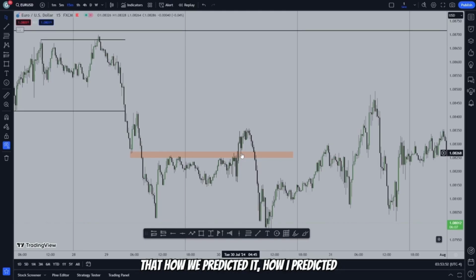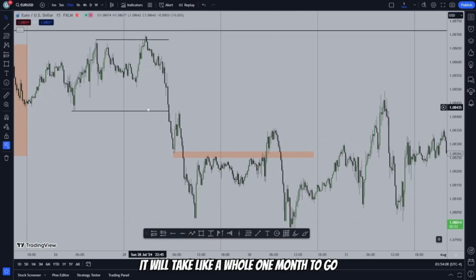As I told you, I predicted on the weekly time frame that it will be bearish, because the previous week was bearish. So I'm predicting that this week will also be bearish till it goes and takes the sell side liquidity, right? On the weekly time frame it's about to take sell side liquidity, and it will take time. It will take like a whole month to go and take the sell side liquidity. That's why I'm bearish, but most of the people don't know about this.